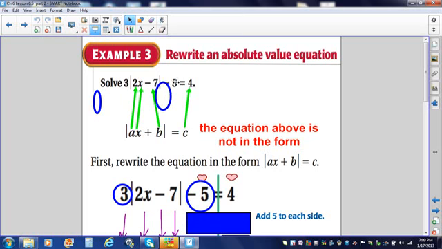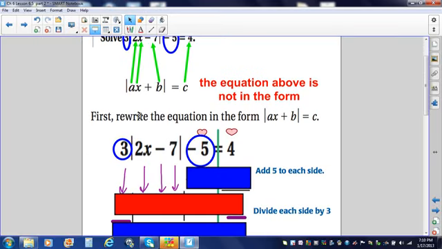Notice that today's problem is a little different than yesterday because we have a number behind the absolute value in front of the equal sign, and we also have a number in front of the absolute value symbol. This equation right here is not in the form ax + b = c. You can see we have an extra term here and we have an extra term here. So what are we going to do? We are going to write the equation in the form ax + b = c.